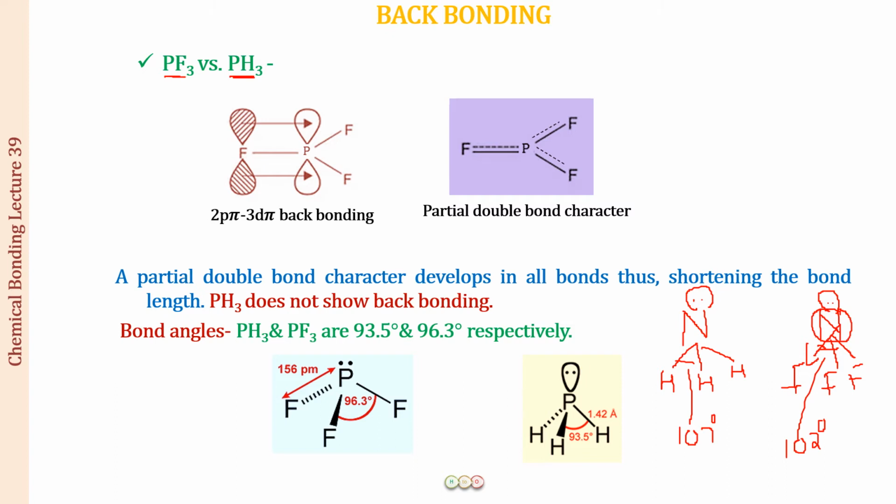So fluorine is going to pull the electron pair toward itself. The electron density on phosphorus should decrease, and the bond angle for PF3 should be less than that of PH3. But what we find is contradictory to that. What we find is that in PF3 the bond angle is larger than that of PH3, and now you know why. That is because of back bonding.